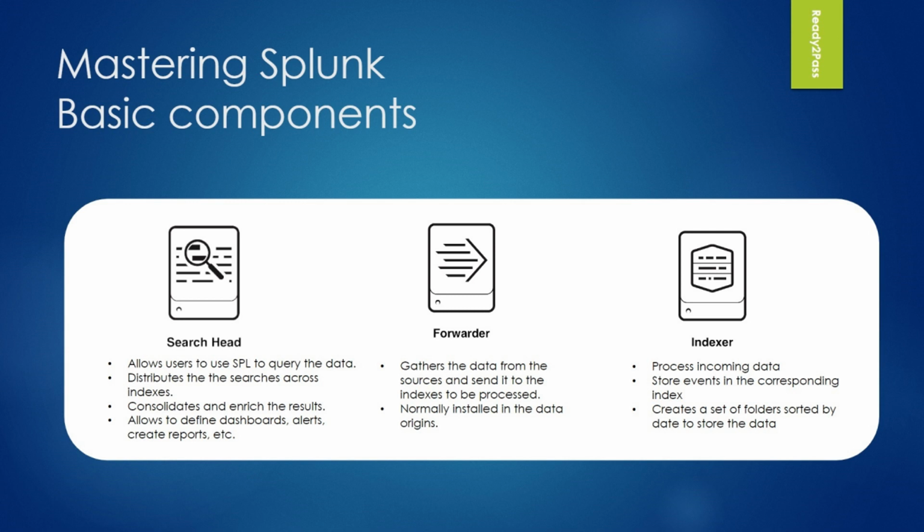Let's talk about the basic components of Splunk, which has three, as you can see: the search head, the forwarder, and the indexer. Regarding the forwarders, this is the simplest component. All it does is collect the data from the machines and send it to the indexers to be processed. It is usually installed in the data sources. So if I'm collecting data from the web server, then I will install the forwarder on the web server.